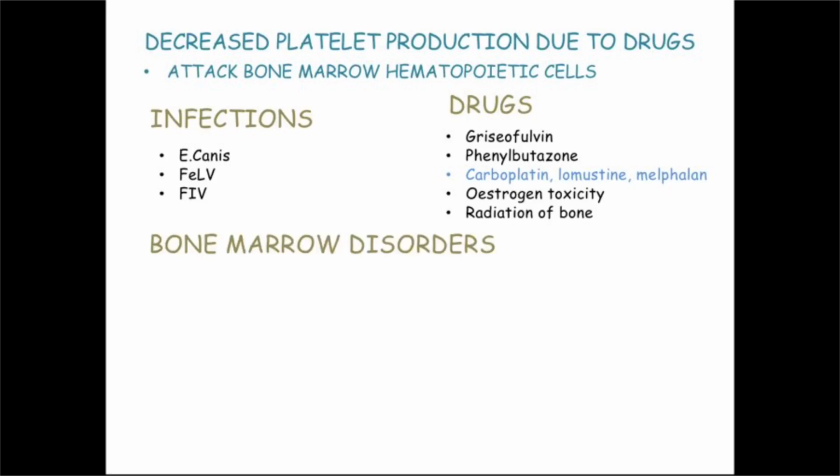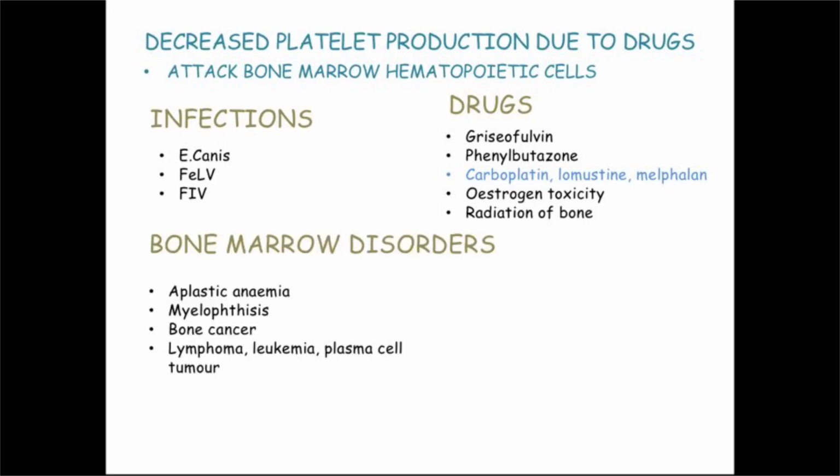Several bone marrow disorders like aplastic anemia, bone marrow myelophthisis, metastatic bone cancers, lymphoma, leukemia, plasma cell tumors can cause these problems. And canine cyclic hematopoiesis is an inherited disease. It is often associated with mutation in gene AP3B1. It results in defective production of blood cells by bone marrow stem cells.